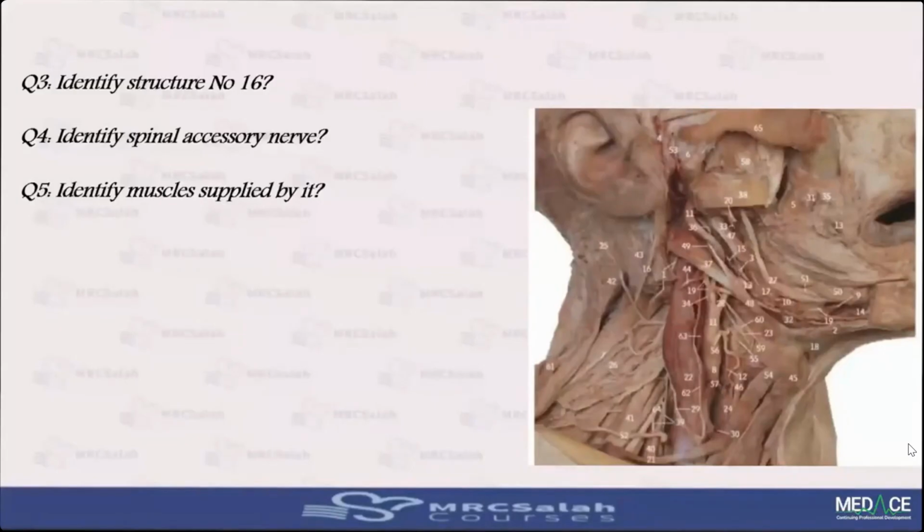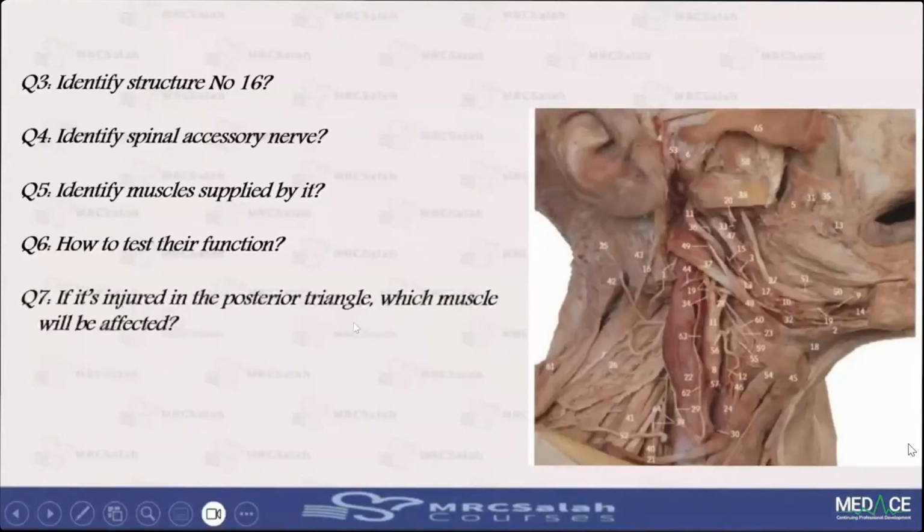What are the numbers for them? Identify them, please. 43 for sternocleidomastoid and 61 for trapezius. And how to test their function, please? Regarding the trapezius, I would ask the patient to shrug his shoulder. As for sternocleidomastoid, I will ask the patient to do lateral flexion of the head. And both should be against resistance, definitely.